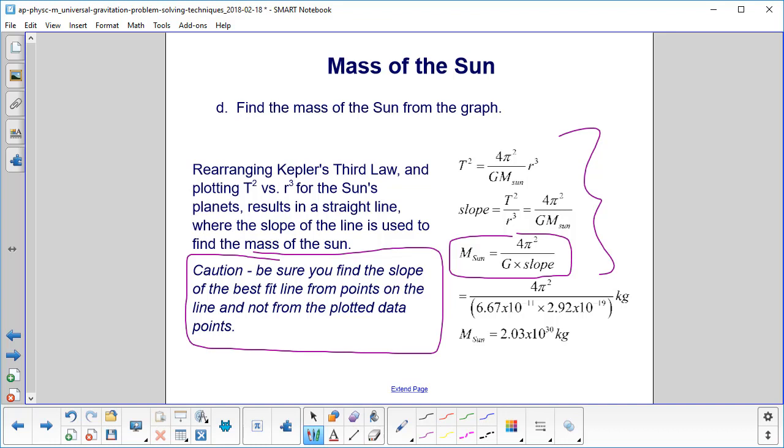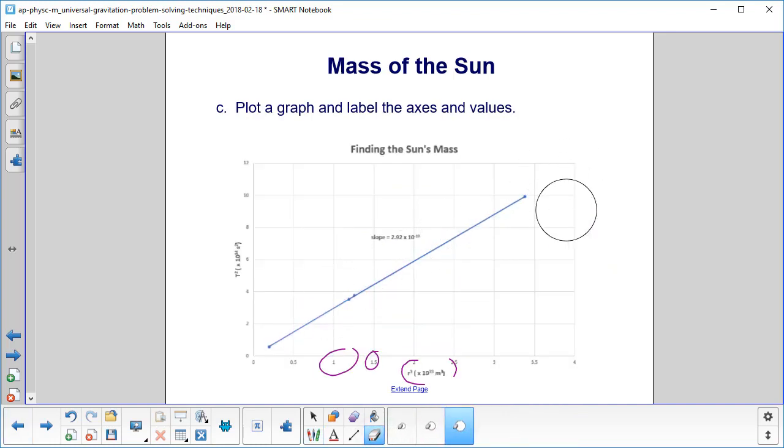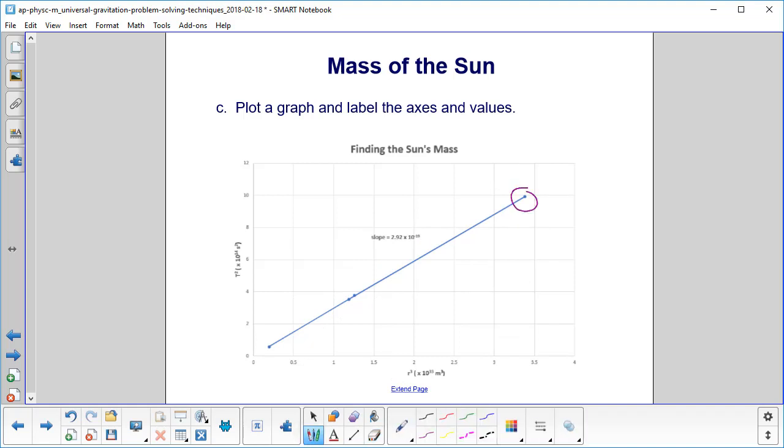So let's just go back a slide, and let me erase this. Do not just take this point and this point, even if they are on the line. In this case they are, but we got lucky. Don't use that to find the slope, because the whole point of a best fit line is to average out all your values and come up with the best fit. It's its name.